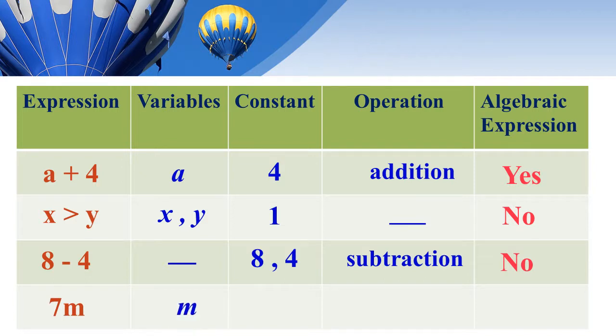Next, 7m. Here the variable is m, the constant is 7, the operation is multiplication. So the given expression has a variable and a constant connected through an arithmetic operation. So it is called an algebraic expression.